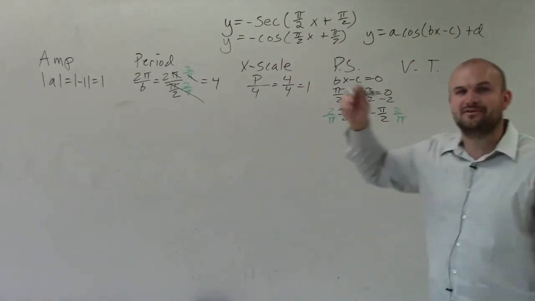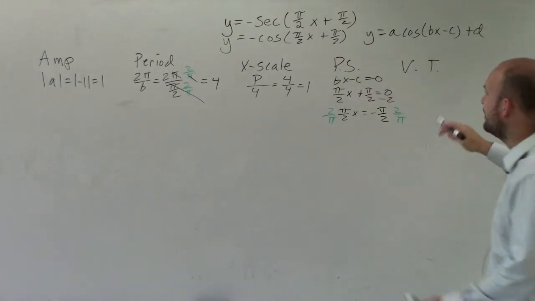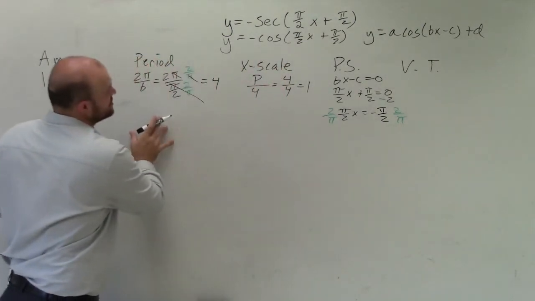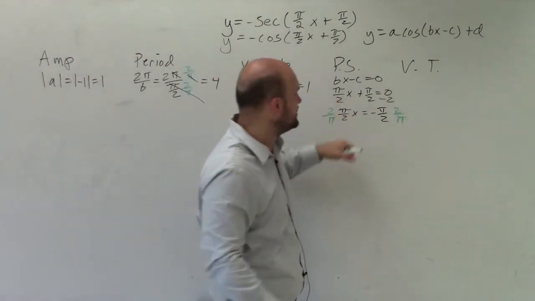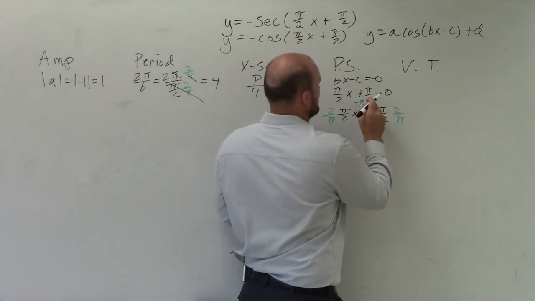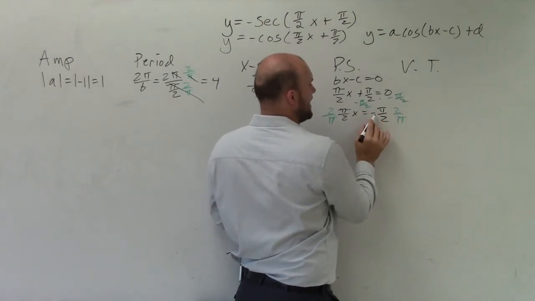I couldn't remember if I wrote it wrong on my piece of paper, and I just figured it'd be that way. But this makes sense. So nothing else that I've done so far has changed. The only thing it affects is now the phase shift. Because now, to get the phase shift, I have to subtract pi over 2 on both sides. So now I have negative pi over 2.